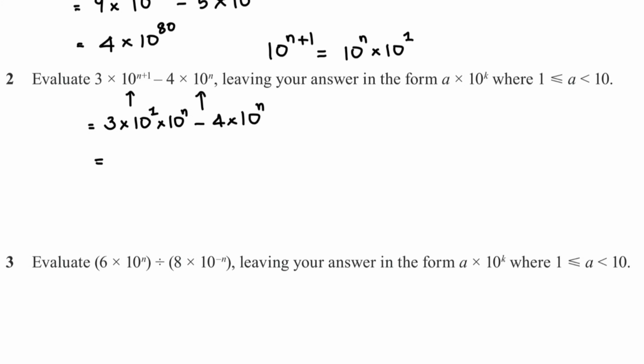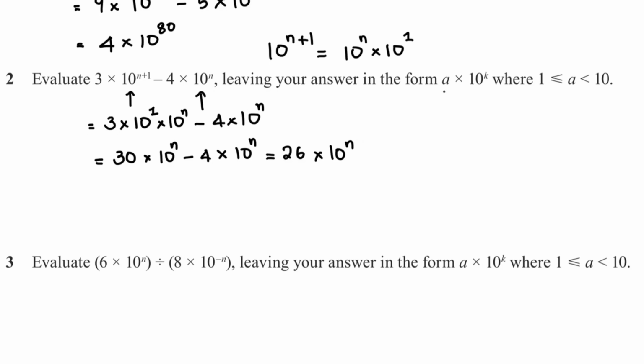That's supposed to be 30, because 3 times 10. 10 to the power of n minus 4 times 10 to the power of n. And then the same thing like the previous questions, we can just do 30 minus 4. That's supposed to be 26. Am I right? 26 times 10 to the power of n.